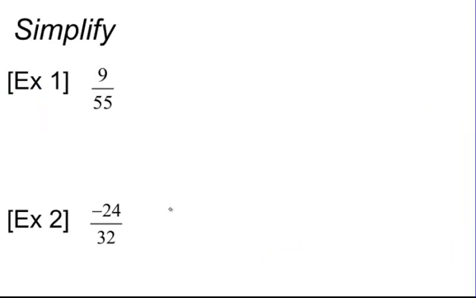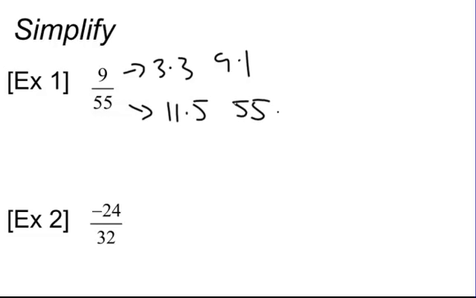So here it says simplify. Now we're simplified when the numbers are relatively prime to each other. For example, 9/55. Well, we can multiply together 3 and 3 and 9 and 1. Here we can multiply together 11 and 5, 55 and 1. That's it. So these two numbers are already relatively prime, so that's already simplified.